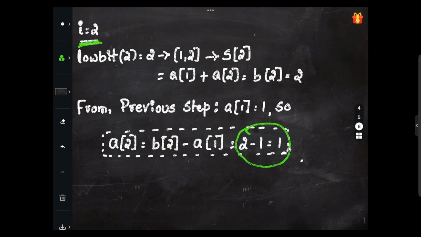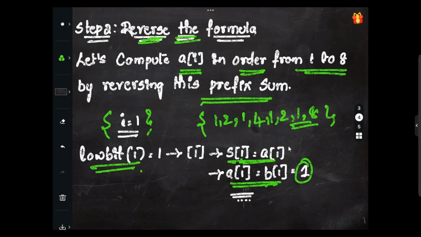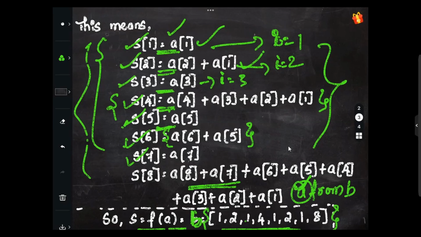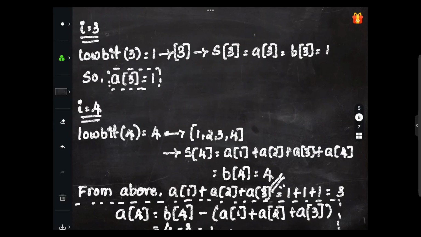Let's move on with the next one. I equals 3, low bit of 3, the same formula: s of 3 equals a of 3, nothing but a of 3 equals b of 3, which is 1. The value that we get here is 1. Same thing goes with 4. For 4 we'll get the value 1.